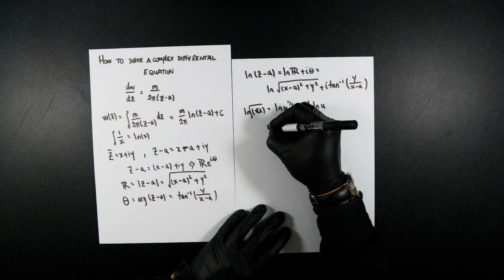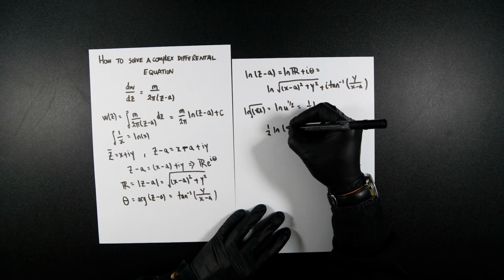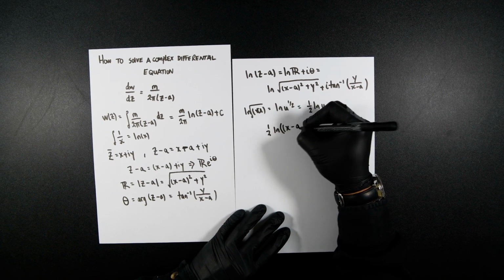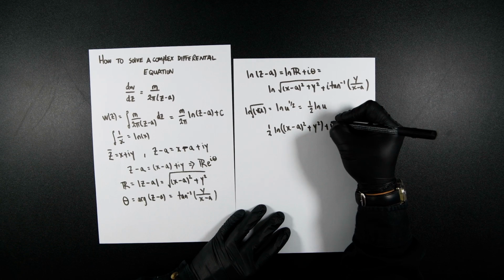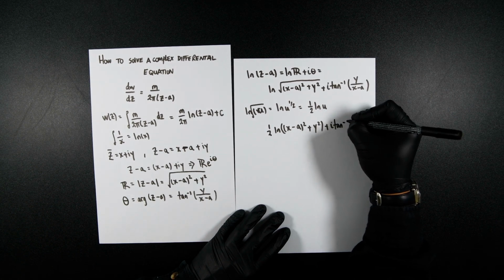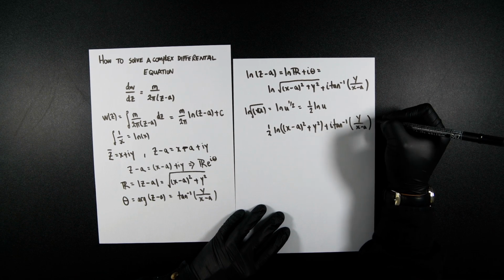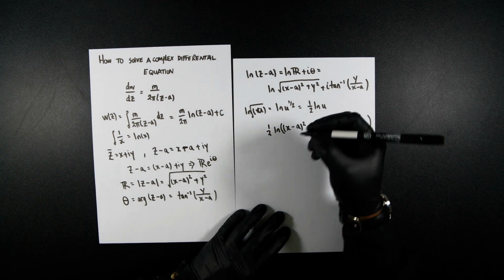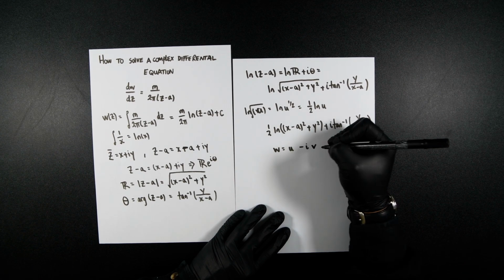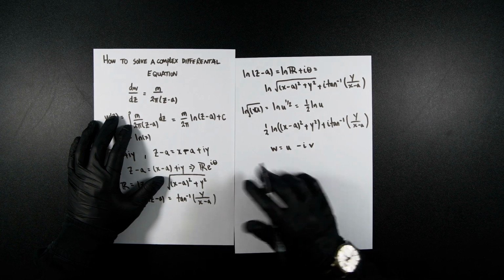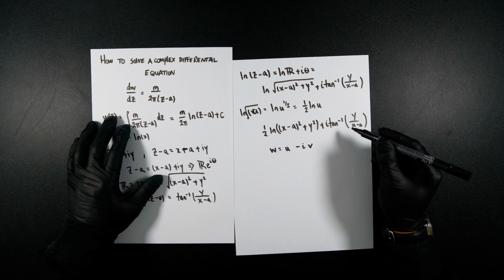So you're going to have half ln x minus a squared plus y squared plus i, and then it's the same as above, inverse of tan y over x minus a. But we have another identity, which is w equals u minus iv. This is where the u part is the real part and the v part is the imaginary part.